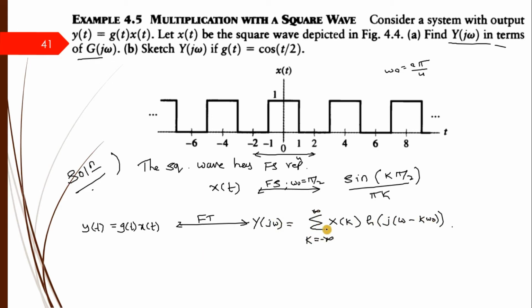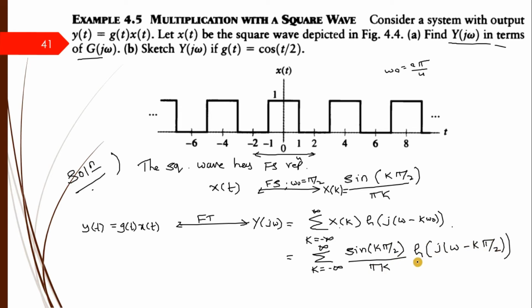Okay, so now I substitute x of k from whatever we have just now derived. This is x of k. So y of j omega is equal to summation k is equal to minus infinity till plus infinity. In place of x of k, I write it as sine k pi by 2 divided by pi k, g of j of omega minus k omega naught, where omega naught means pi by 2. So this is the answer. This is the answer for the first part of the question, this one.